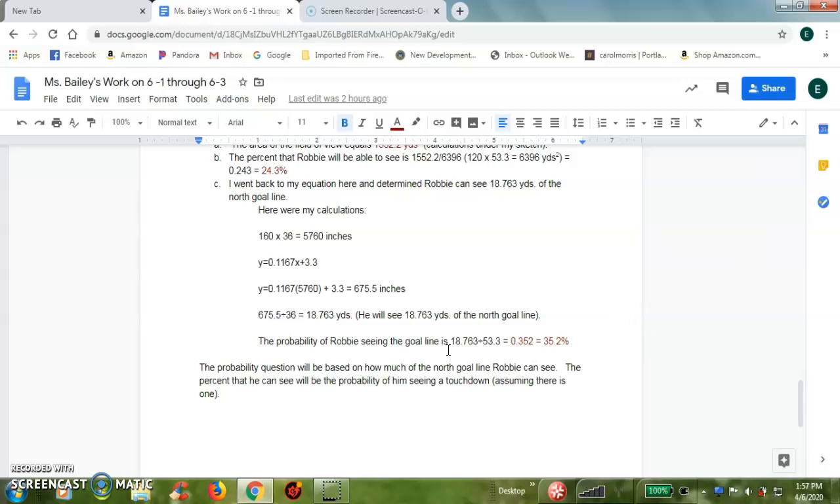All right, so then, since the entire length of that is 53.3, and you can cross anywhere along that line for a touchdown, I just did 18.763 divided by 53.3, which is 0.352, 35.2%. That's the portion of the line that he can see. So then the probability of Robbie being able to see a touchdown is 35.2%.